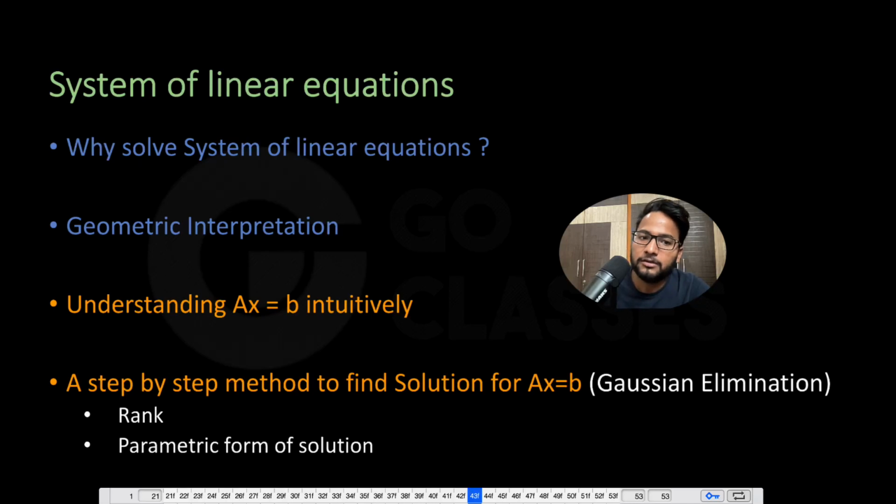Hi everyone. So far we have seen why we want to solve linear equations and what the geometric interpretation of linear equations is. There in the geometric interpretation we have seen the row picture and the column picture. To be honest, we never need this geometric interpretation, but this is just for the sake of completion. The most important part of this whole system of linear equations is understanding Ax equal to b intuitively and also how to solve Ax equal to b step by step. So these two are the most important points.